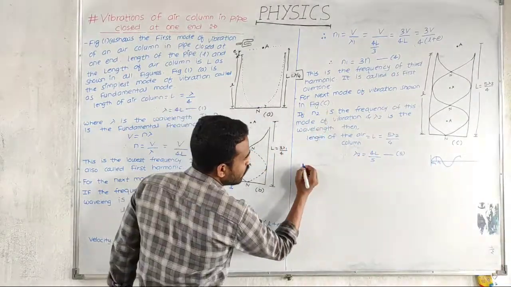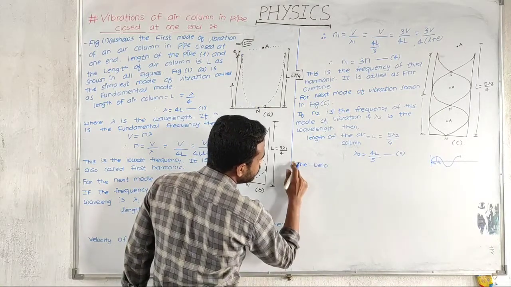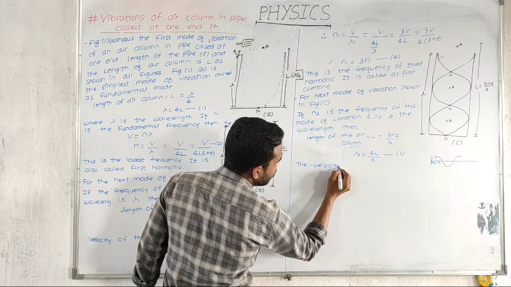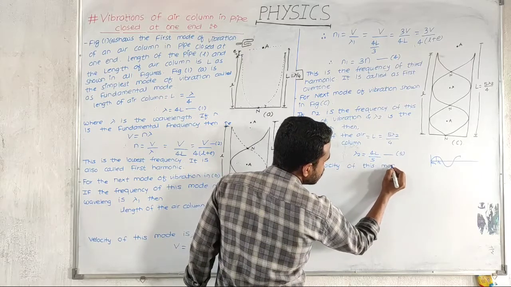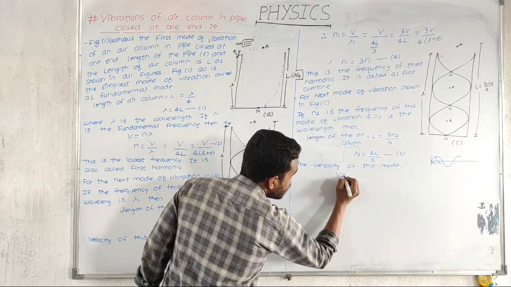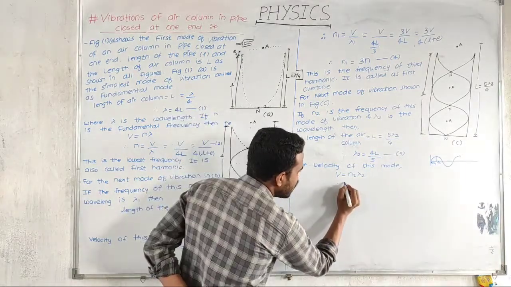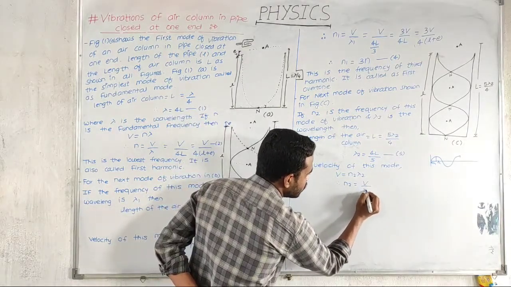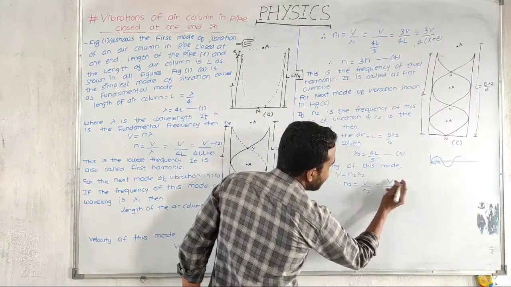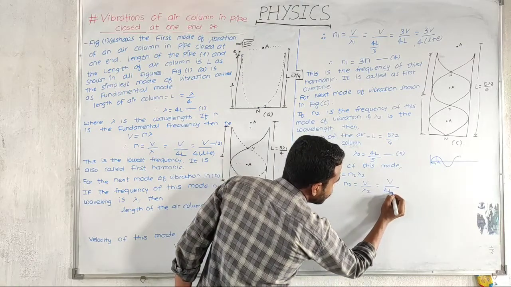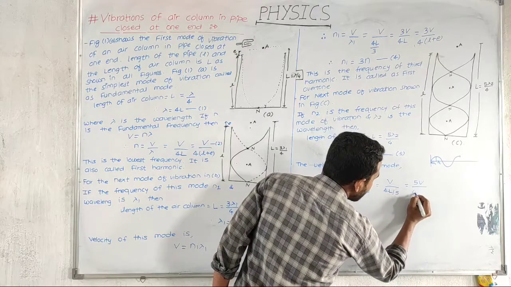Similarly for frequency, the velocity of this mode is V = n2 lambda 2. Therefore n2 = V divided by lambda 2. Here lambda 2 is 4L upon 5, so n2 = 5V upon 4L.